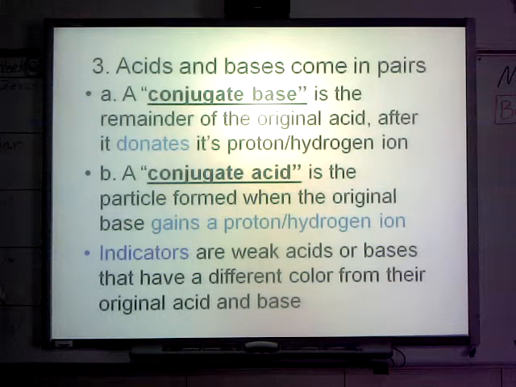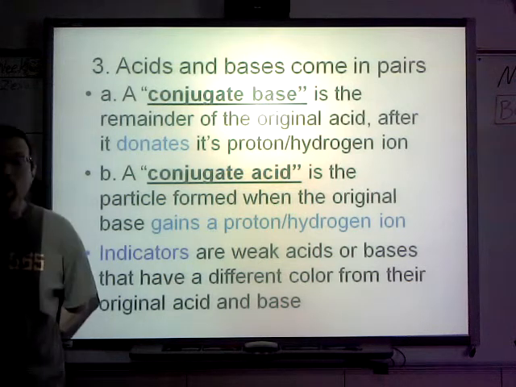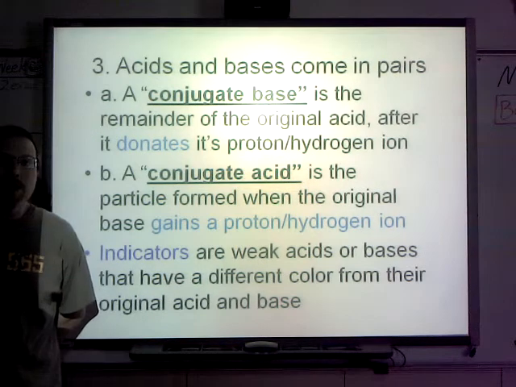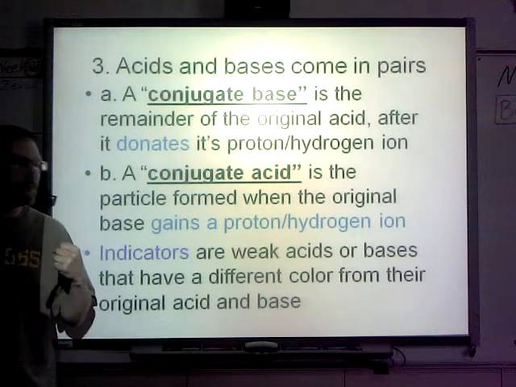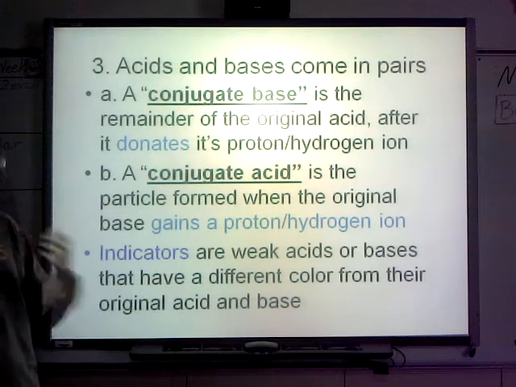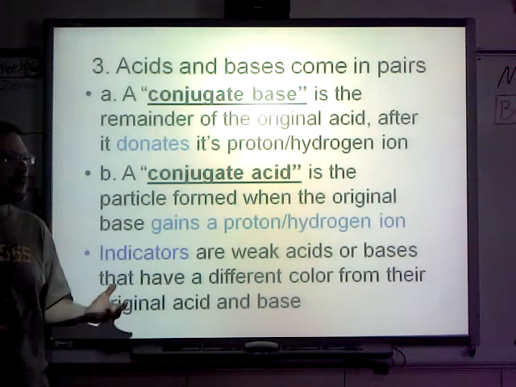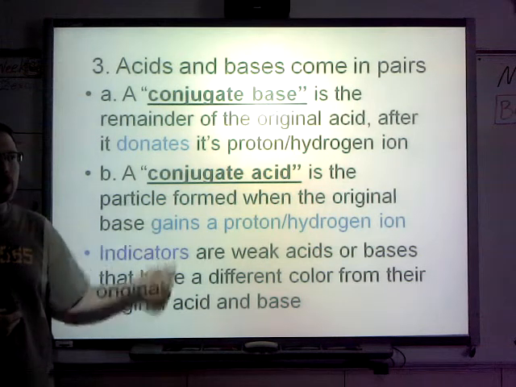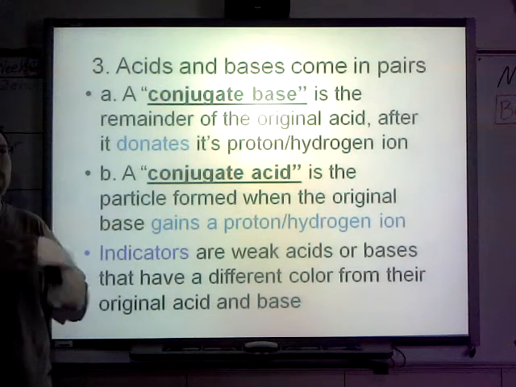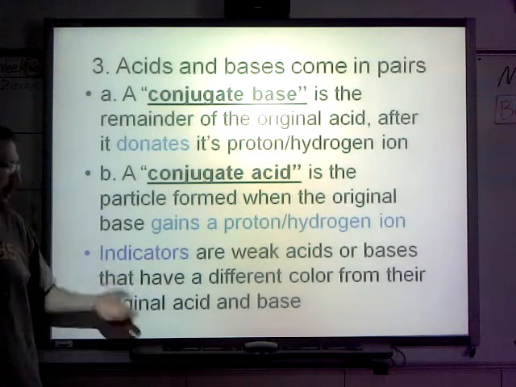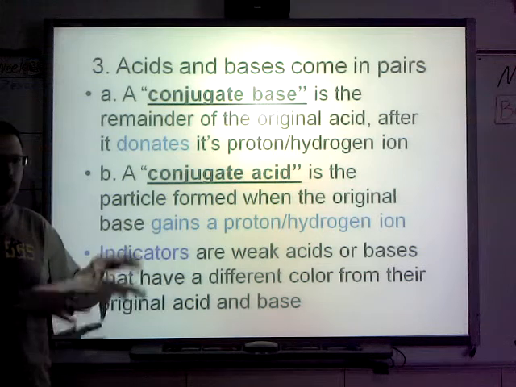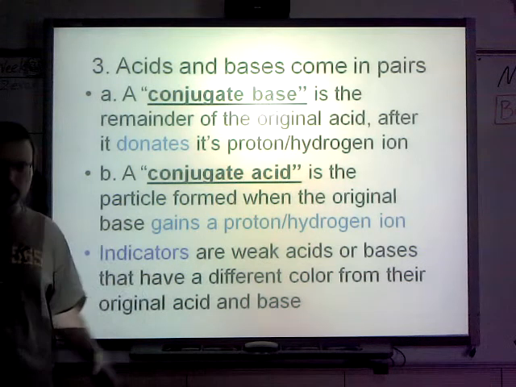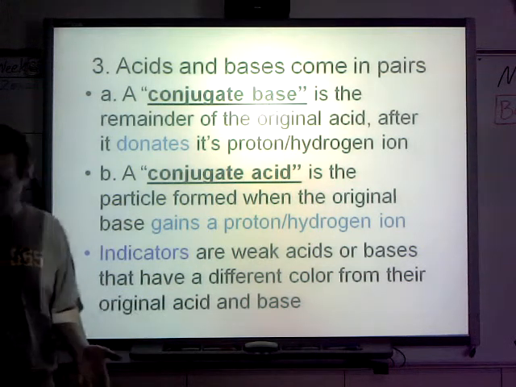I am not entirely sure why we're re-mentioning this here. Don't forget indicators. Oh, I know why. Indicators, the way that they work, the way that they change color, is by either taking on or giving off some of those protons. They're very, very weak acids or bases that interact when acids or bases are present. And as they're taking those protons on or giving them off, they do change color. Something about the molecule itself, the way that it reflects or absorbs color, changes.